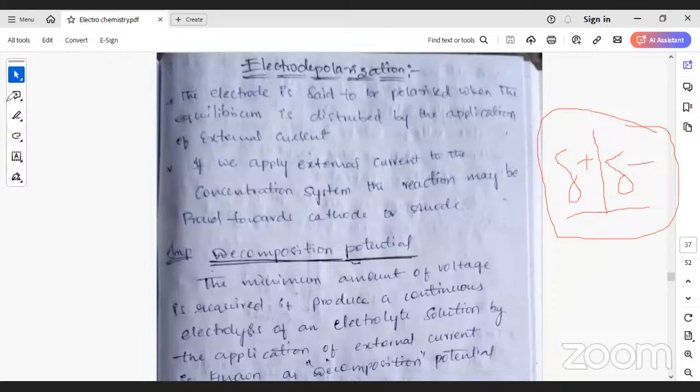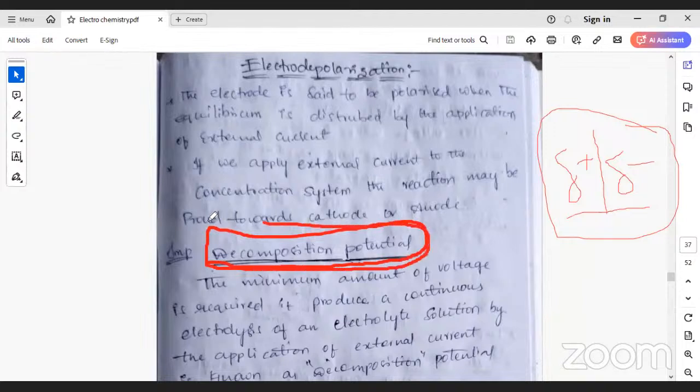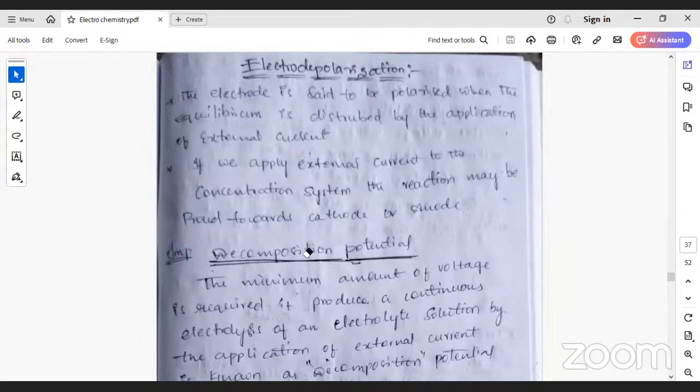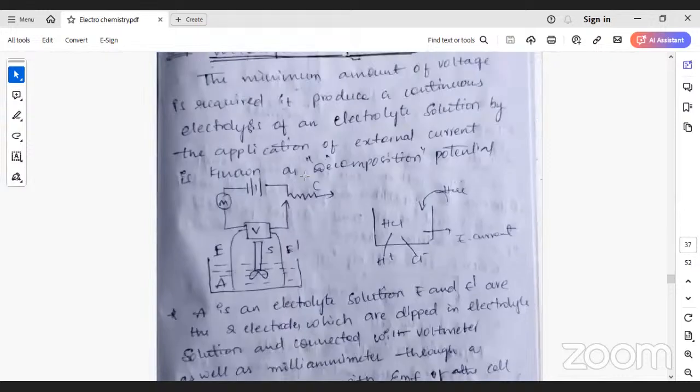One more concept is the decomposition potential, which is very important from the exam point of view. Most of the time, you will get this question in the examination. So what is the decomposition potential? Simply go through the definition. The minimum amount of voltage required to produce a continuous electrolysis process.